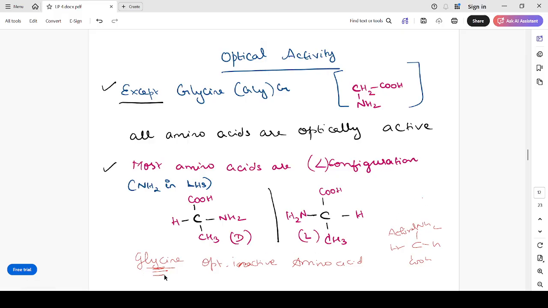Out of that, only one is optically inactive in nature. When I am putting the D and L form, the NH2 group being in the right hand side is D form of the amino acid. If it is present in the left hand side, it is called as L form of the amino acid.